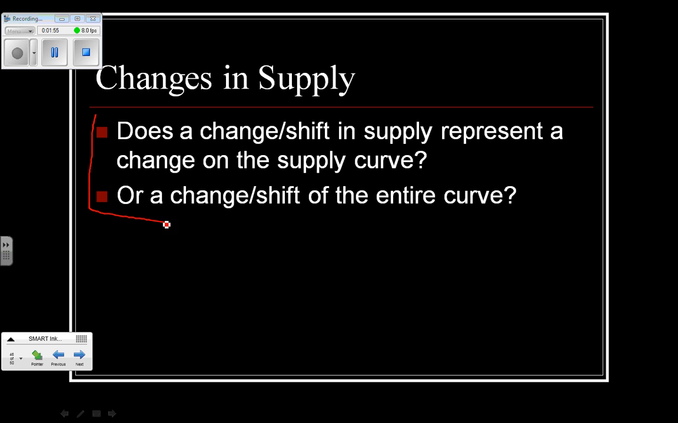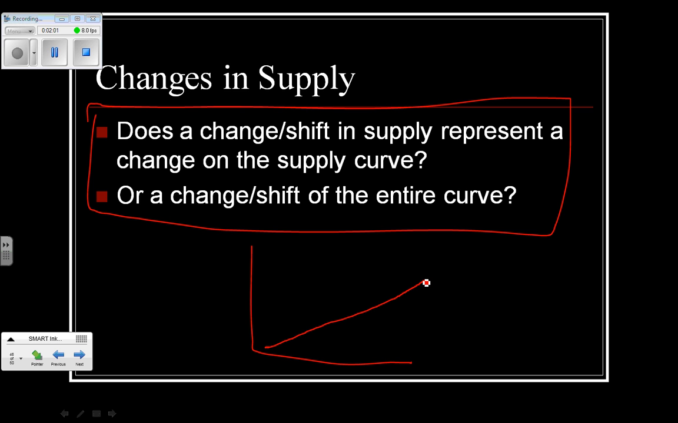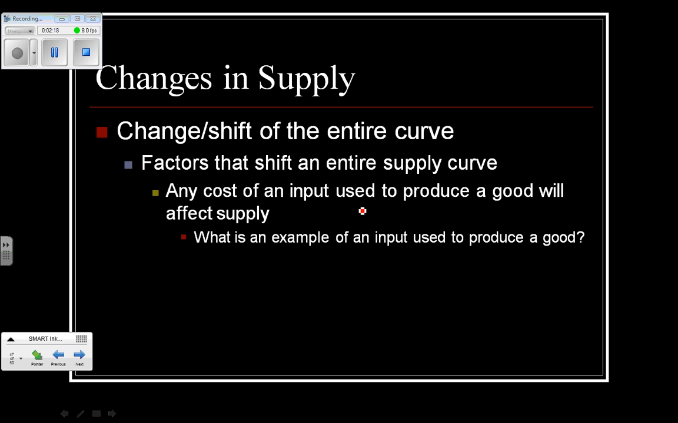Here's now a question. When supply changes, and you remember that supply curve that shifts up and to the right, when you have a change in supply or change in that cost, does it result in a change on the curve? Does the curve look something like this or like this, or does it shift the entire curve? And the answer to that question is it shifts the entire curve. Okay, so here's your supply curve.